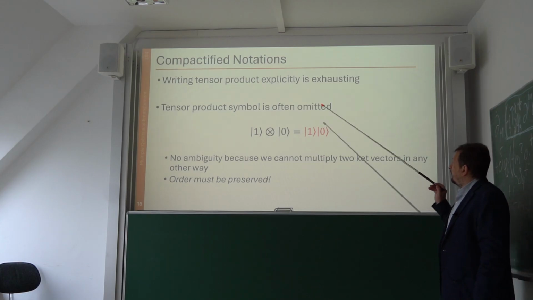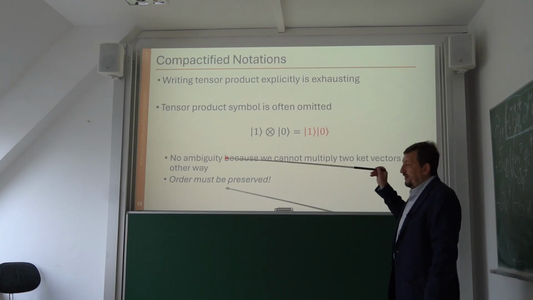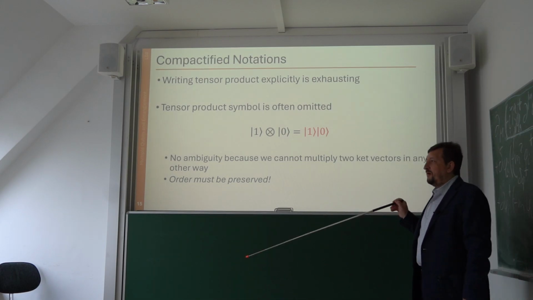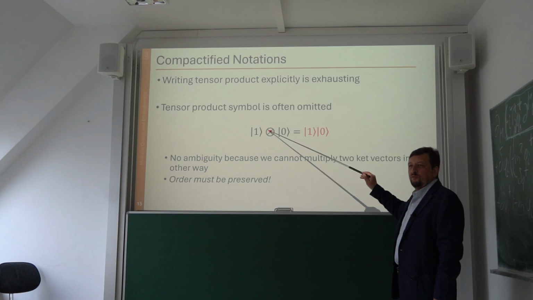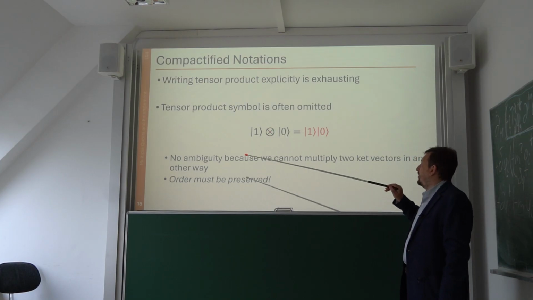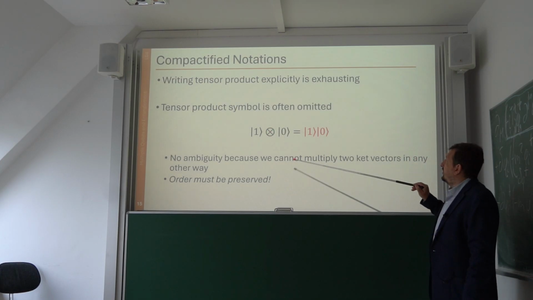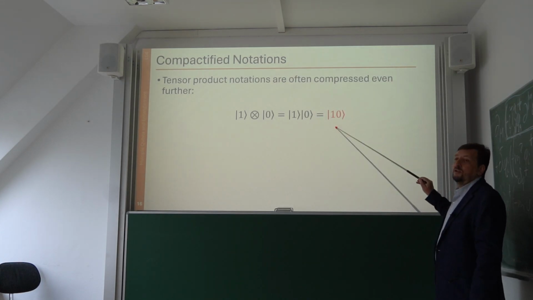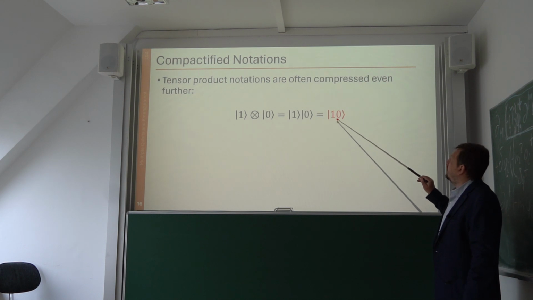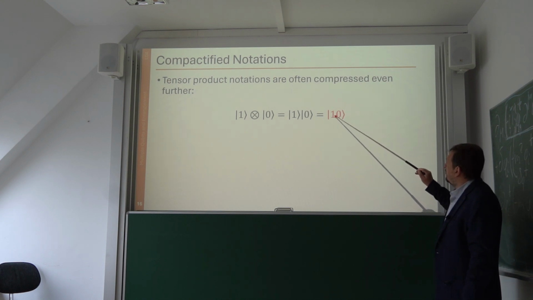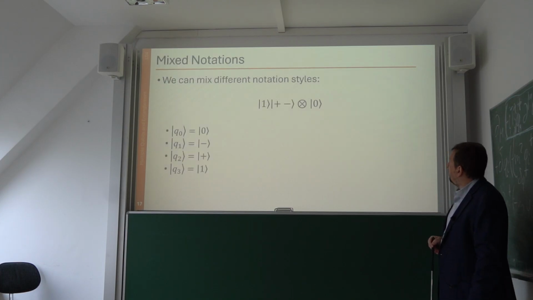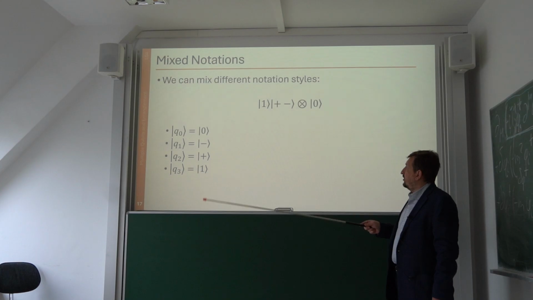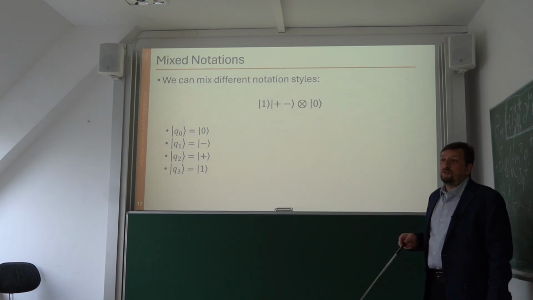Okay, so writing this tensor product is not very convenient, and therefore very often you do not see the tensor product explicitly written. So we can omit it, write it like this. We can even compactify it further, just write it as a single ket. So |1,0> means qubit 0 in state 0, qubit 1 in state 1. We can mix different notation styles when it's convenient and when it does not lead to any ambiguity, of course.